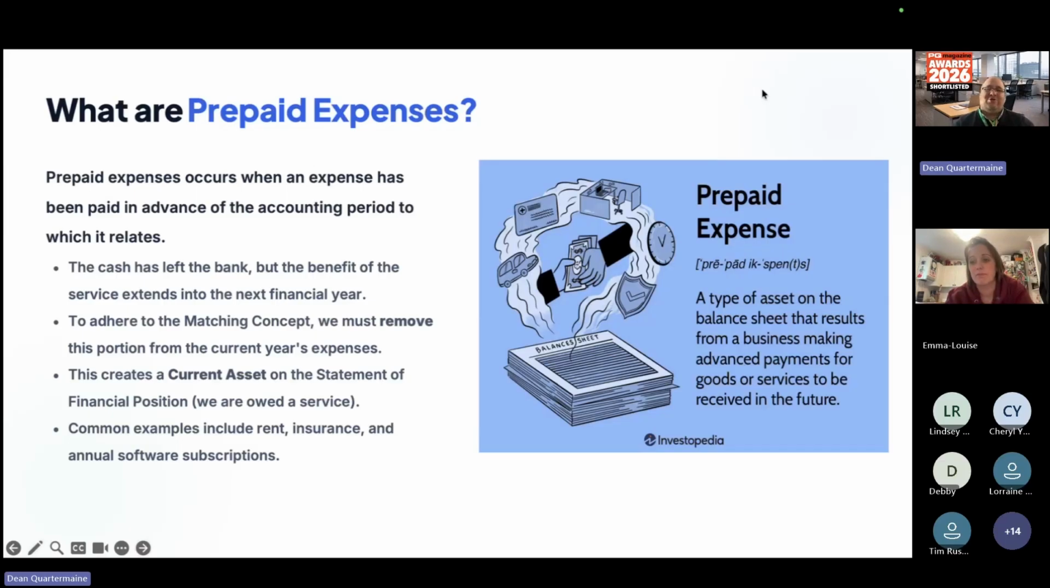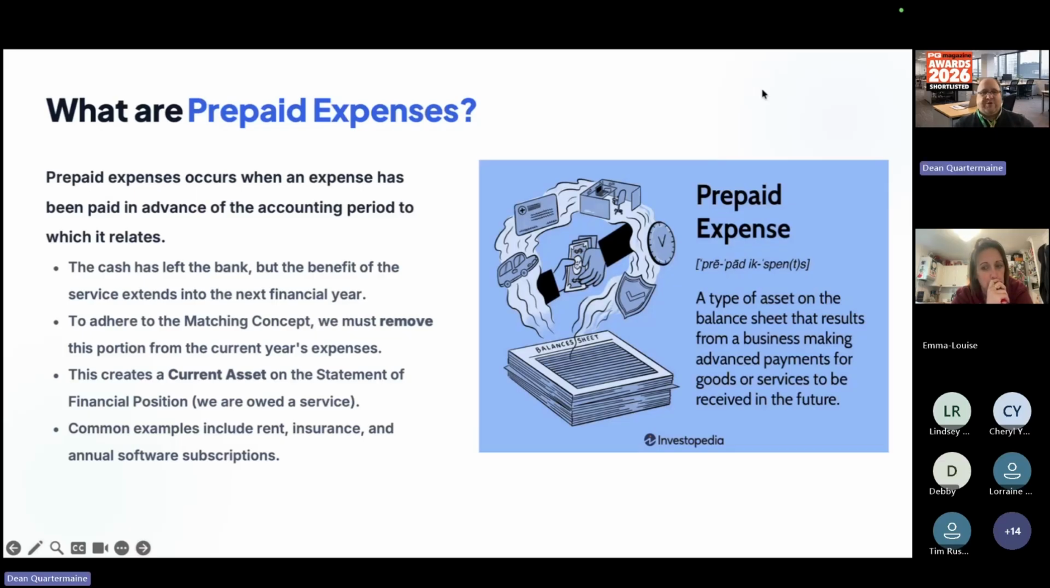So prepaid expenses occur when expense has been paid in advance of the accounting period to which it relates. So, very simple terms, you paid for something last year that you're now using this year. So you paid in advance. So think about out in the real world, we pay for insurance in advance, don't we? Yeah. So we pay our car insurance in advance. So you pay your £500 a year or whatever your car insurance is. You may pay it all at once at the beginning of the year, but it covers for a 12-month period.